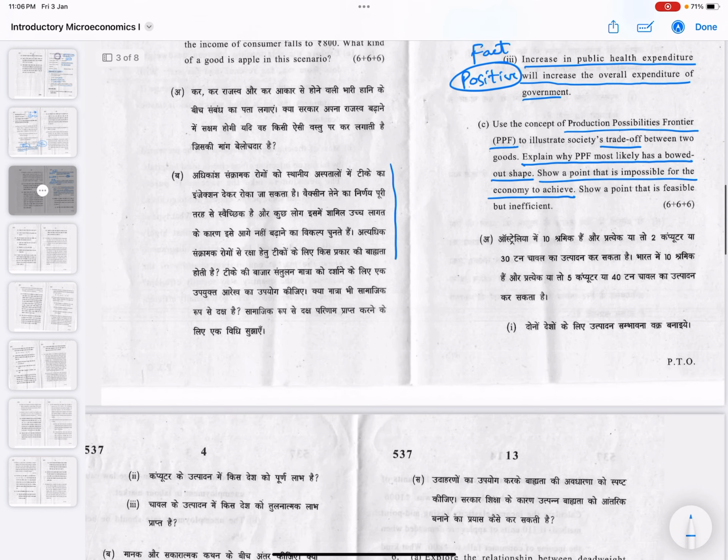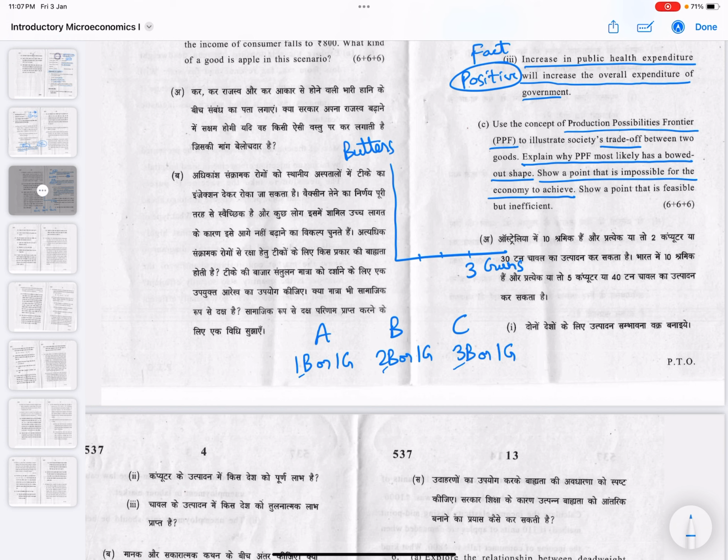First thing, suppose we have 3 individuals in the economy, A, B and C. And guns we are producing here, we are producing butters here. So first individual can produce either 1 butter or 1 gun. The second individual can produce 2 butter or 1 gun. The third individual can produce 3 butters or 1 gun. So if all of them are deployed in producing guns, the total number of guns that we can have is 3. And if all of them are deployed to produce butter, the total number of butters we will have is 1 plus 2 plus 3, which is 6.